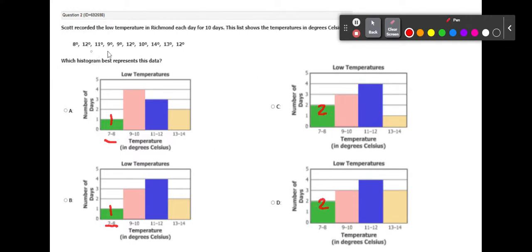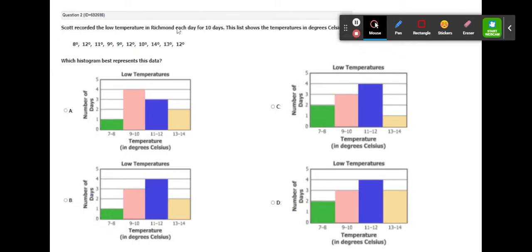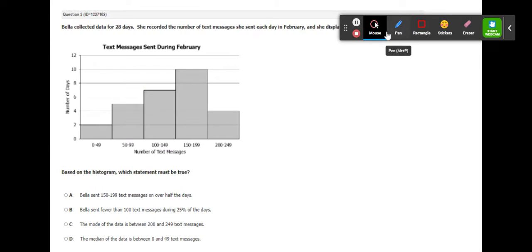So how many of the temperatures are between 7 and 8 degrees? 1. So it looks like I can cross off C and D. Okay, the 9 to 10 interval, this one is at 3, and this one is at 4. So let's count between the 9 and 10 intervals. 1, 2, 3. I think that's it. So I'm at B. So you're just counting the data to match it up to the interval for these. All right, our next question looks like this.